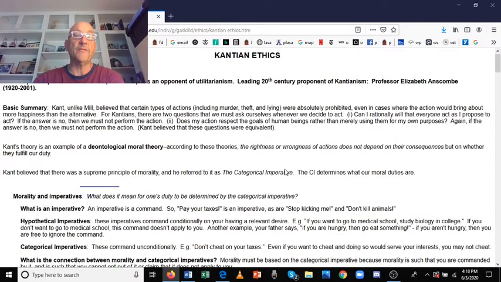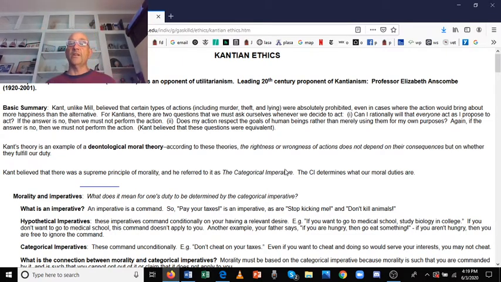is, in his abbreviated form on Kantian ethics, a basic summary. I'll start with that, and I might jump around a little, but I'll let you know where I'm headed. Certain things are absolutely prohibited, right? Regardless of how much pleasure or pain on balance they cause society, even in cases where the action would bring about more happiness. For Kantians, the two questions to ask: can I will rationally that everybody act as I propose? If yes, you're good. If no, you're not. And does my action respect the goals of human beings, rather than merely use them?